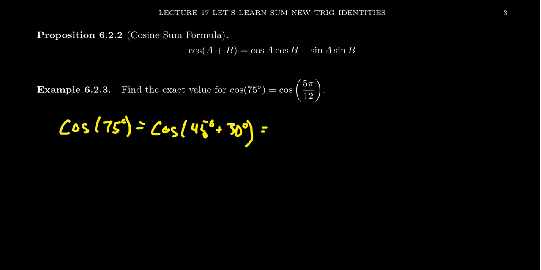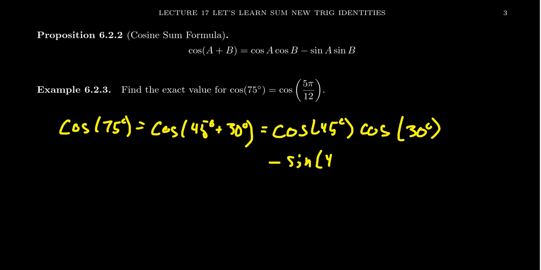By the angle sum identity, this breaks up to be cosine of 45 degrees. Always remember to put the degree symbol there. If you don't put the degree symbol, it's actually implied that you're talking about radians here. So we're going to get cosine of 45 degrees, cosine of 30 degrees, and then we have to subtract from that sine of 45 degrees and sine of 30 degrees, which we then consult from the unit circle diagram.